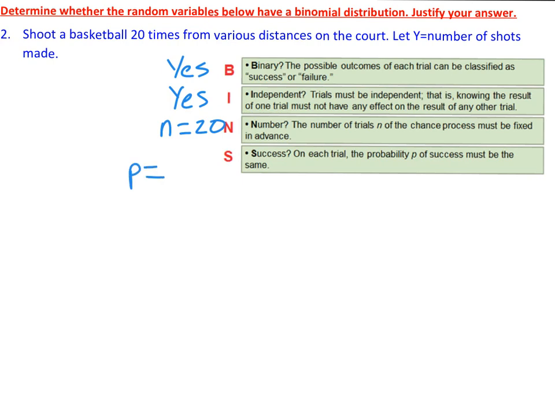Now it says to move around and shoot from various spots. That actually means the probability of success is going to be changing depending on where I shoot it from. That's not going to work with a binomial. Okay? If it violates any one of these conditions, using a binomial distribution is not appropriate. If they stayed in one location and I had a probability for them making or missing that shot, then I'd say, okay, then we could do a binomial, but that's not what's happening.